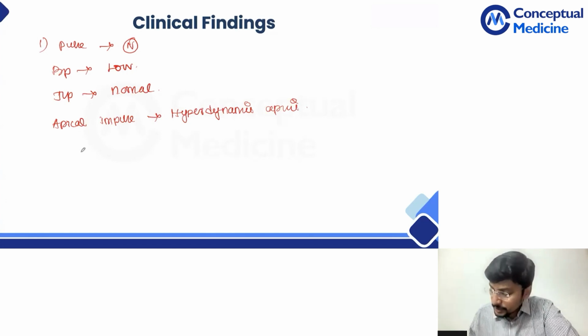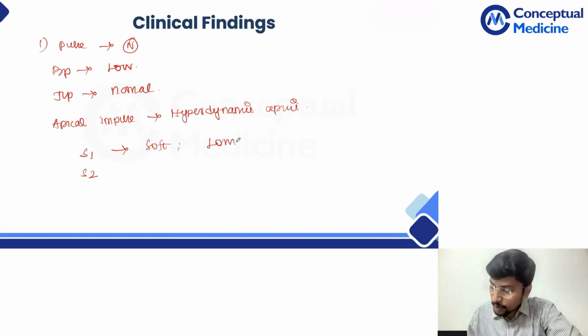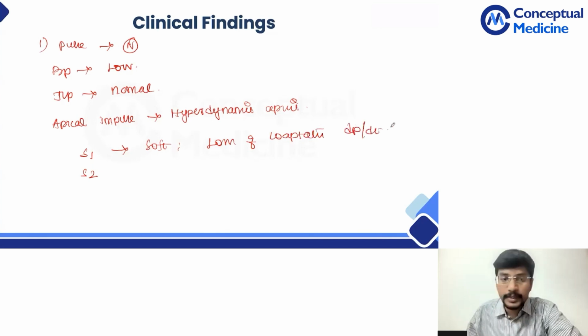Heart sounds: S1, S2. S1 is usually soft. This is because of loss of coaptation. The dP/dt is very less. Loss of coaptation, so there is loss of isovolumetric contraction. The S1 is usually soft.